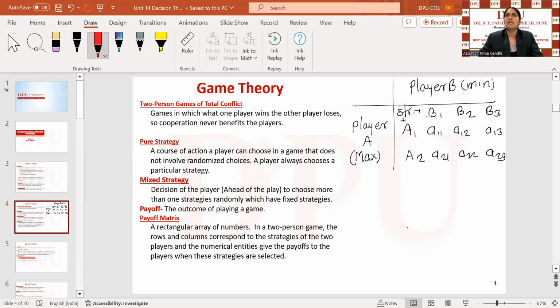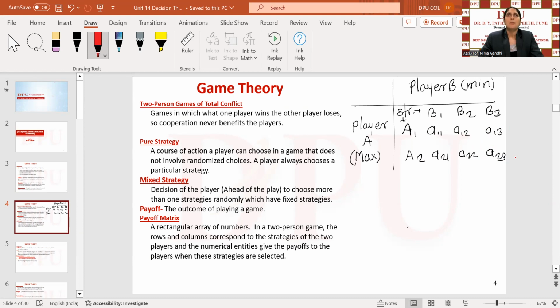So strategies can be the same for both players, or different for both players. Here the strategies are different. B has selected strategies B1, B2, B3, and player A is coming up with strategies A1 and A2. And these are the actual payoffs: A11, A12, A13, A21, A22, A23. These are actually the numbers, so we call them a payoff.